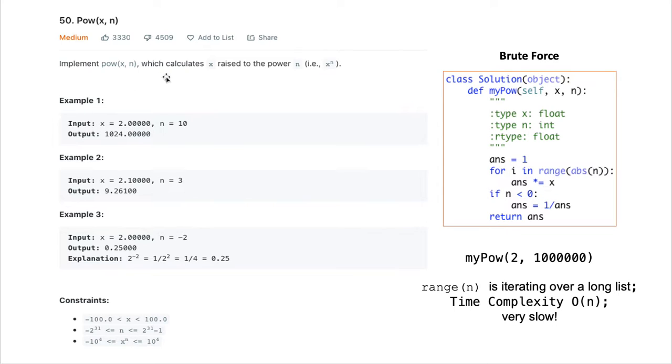The power function calculates x raised to the power of n, and you might think this question is very simple, since you can just use a brute force solution to calculate x, the base x times itself n times, and then you get an answer. However, when n is very large, basically you are iterating over a very long list, and the time complexity will be O(n), will be very slow, such as in this example, 2 to the power of 1 million. It will be very, very slow. So how can we improve on this time complexity here?